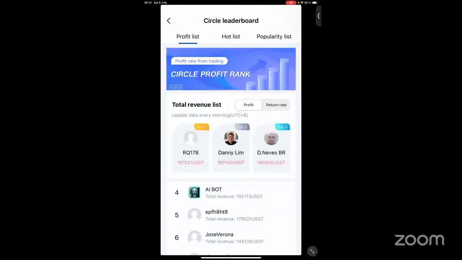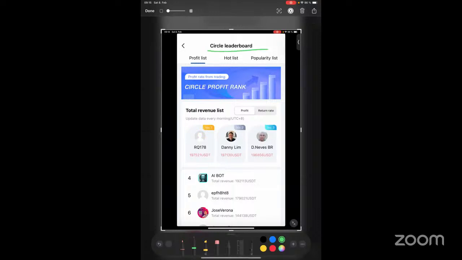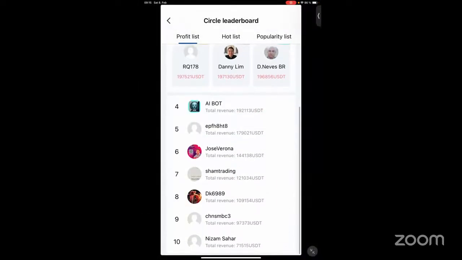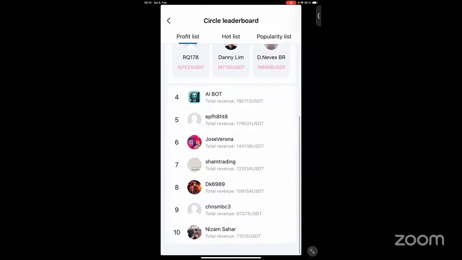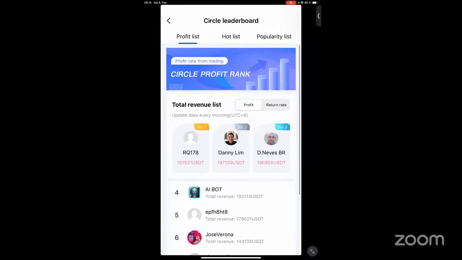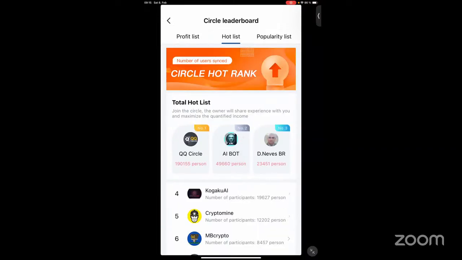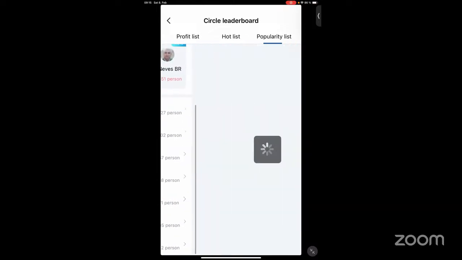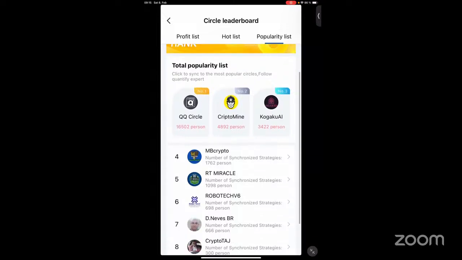If you want to check, maybe you don't know who is the best, you can check on the Circle leaderboard. You see the top 10 through the profit rate, the hot list, and the popularity list. This man, I know him. The rest of the people, I don't know them. So you see all of them here. We have the hot list, QQ Circle, AI, DNFs again, Kugaku AI is also here. Popularity list, QQ Circle is very popular.